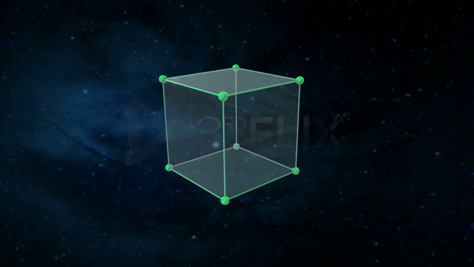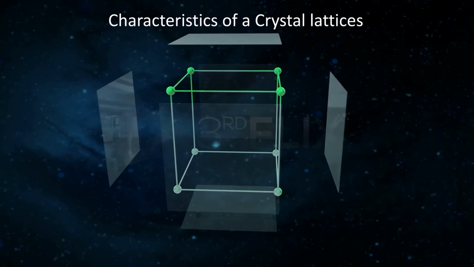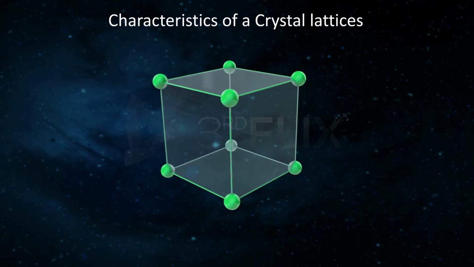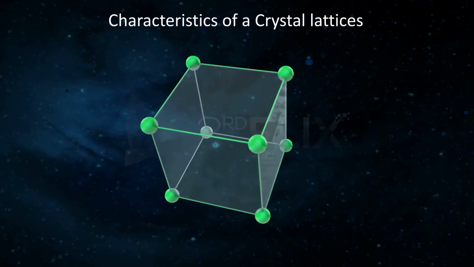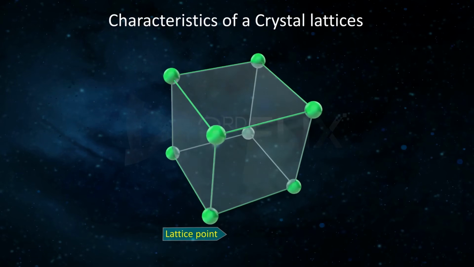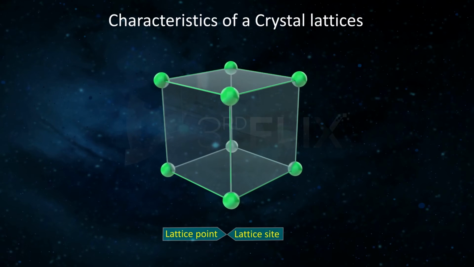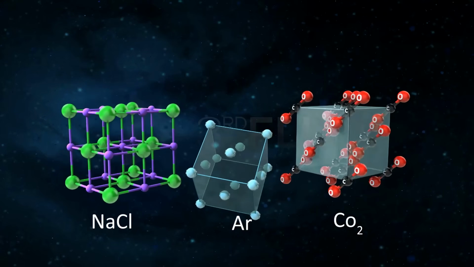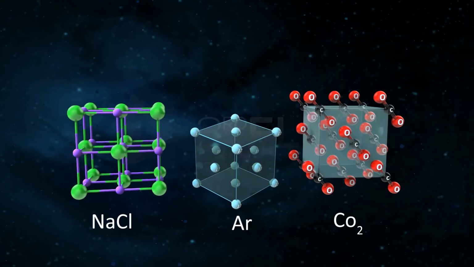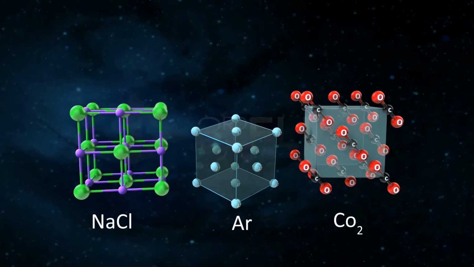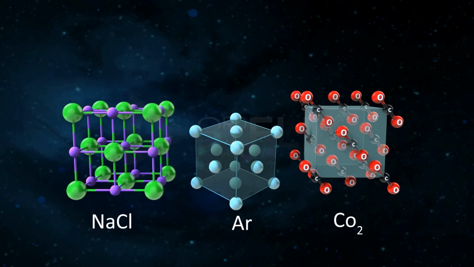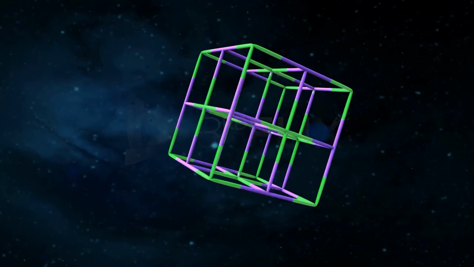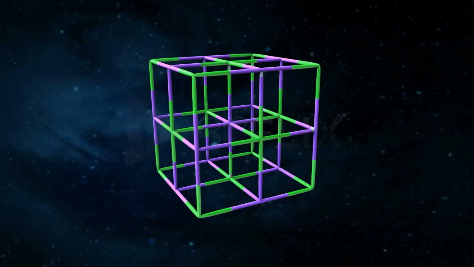Now let's look at the characteristics of a crystal lattice. Each point in a lattice is called a lattice point or lattice site. Each lattice point represents one constituent particle, which may be an atom, a molecule, or an ion. To bring out the geometry, the lattice points are joined by straight lines.